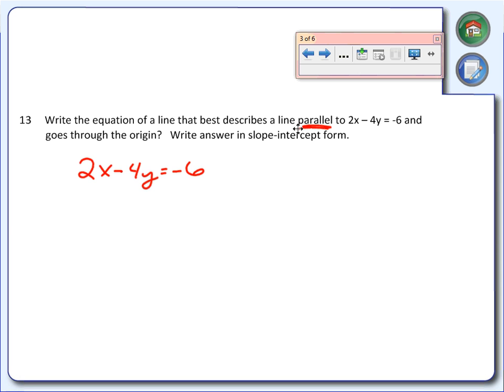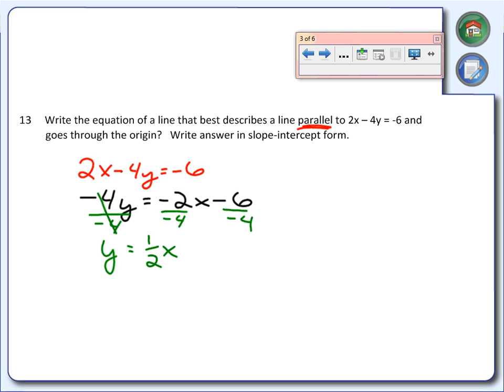So the first thing I'm going to do is get this thing in slope-intercept form. I'm going to start by moving the 2x to the other side. Negative 2x minus 6. Next thing I'm going to do is divide by negative 4. Then I'm going to come over here and reduce these fractions. Negative 2 divided by negative 4 reduces down to a half. A negative 6 divided by a negative 4.